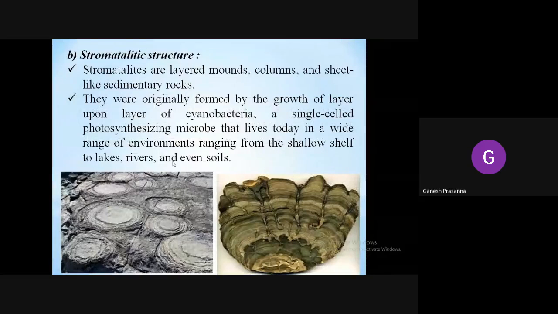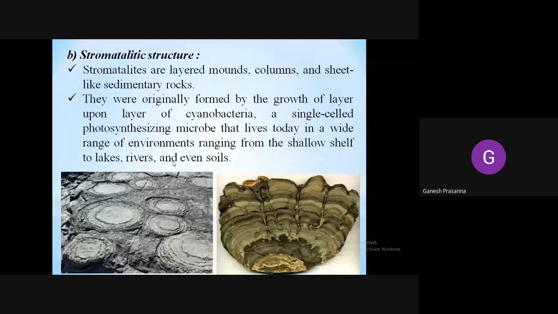So coming to the stromatolitic structure, these are layered, rounded, sheet-like structures originally formed by the growth of cyanobacteria, a single-celled photosynthetic microbe that lives even today. These stromatolites were responsible for the enrichment of oxygen within the atmosphere. At one time there was a lot of carbon dioxide in the atmosphere, when the earth formed and was at the fireball stage.